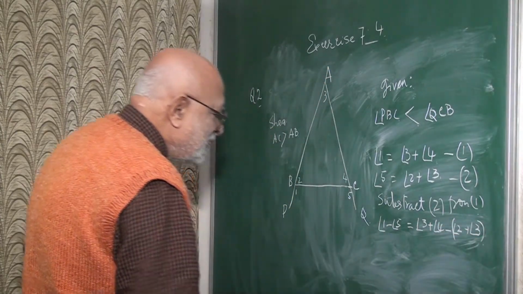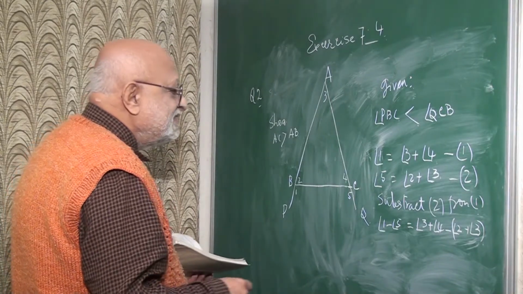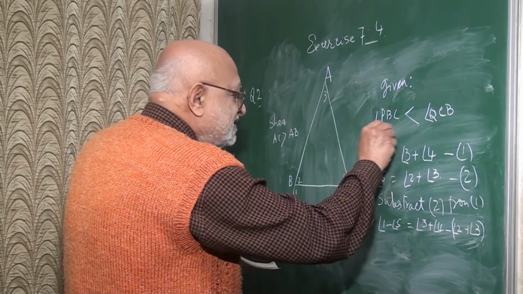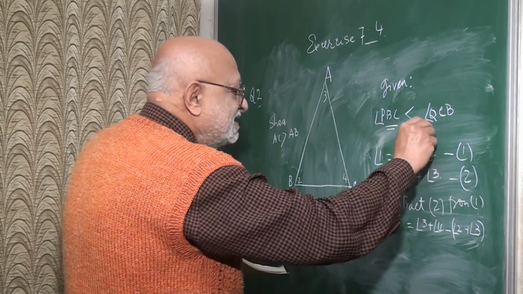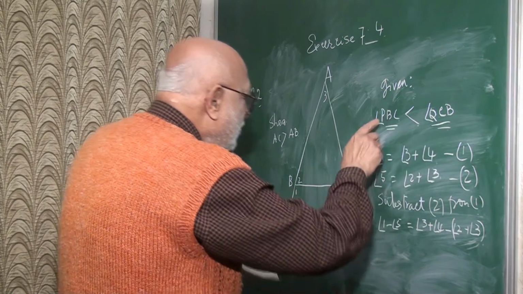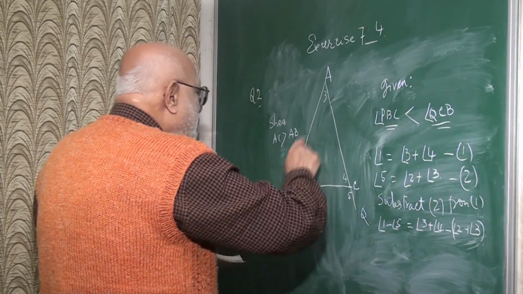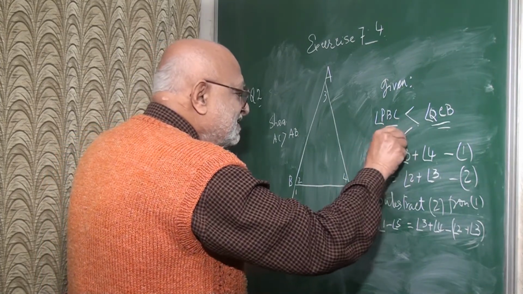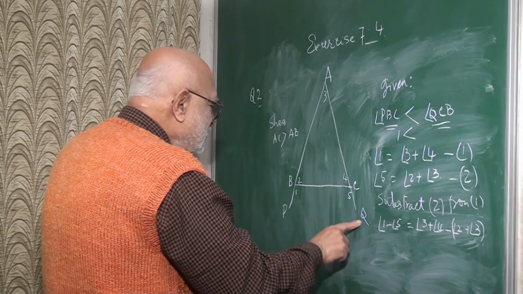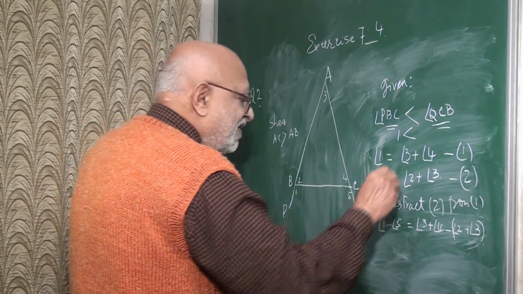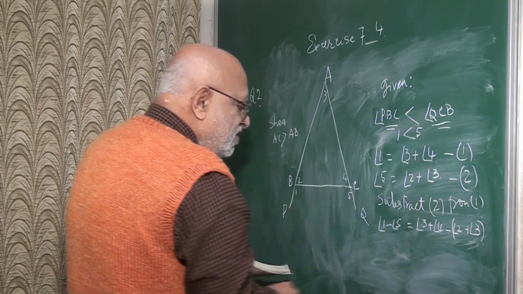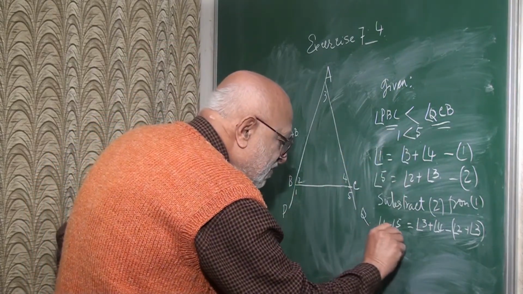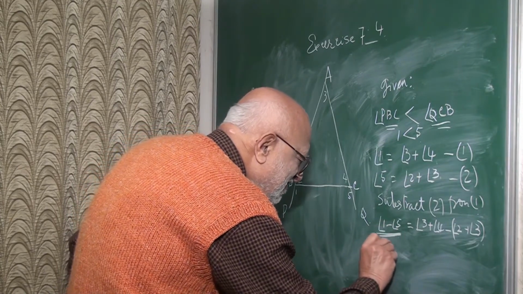Now what is given? What is PBC? PBC, that's angle 1, is less than QCB, that's angle 5. So that means 5 is less than 1. So this side, angle 1 minus angle 5, will be positive.